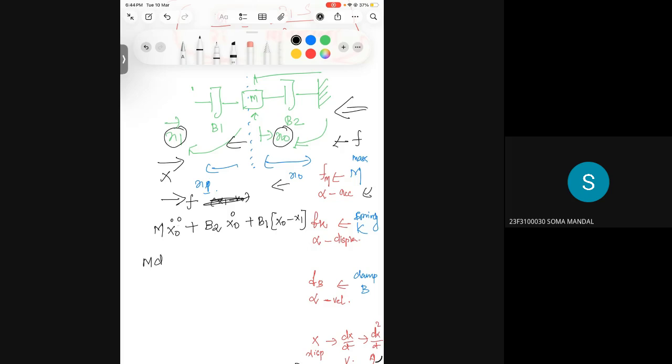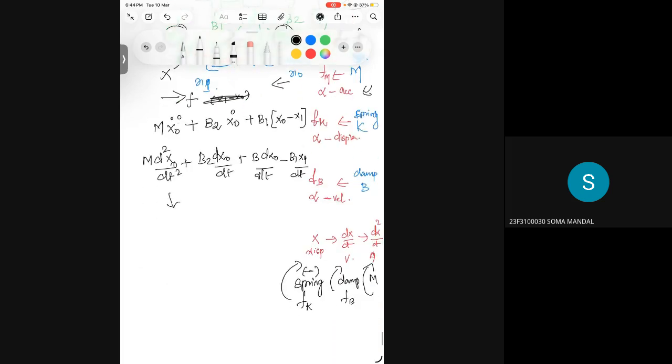Yes, ma'am, it's clear. Okay. m d squared x naught by dt squared plus b2 dx naught by dt plus b1 dx naught by dt minus b1 dx1 by dt. Then you take the Laplace transform, s squared into X naught. Same thing will happen. After this, I think you are clear. We already saw a few problems. Yes, ma'am.